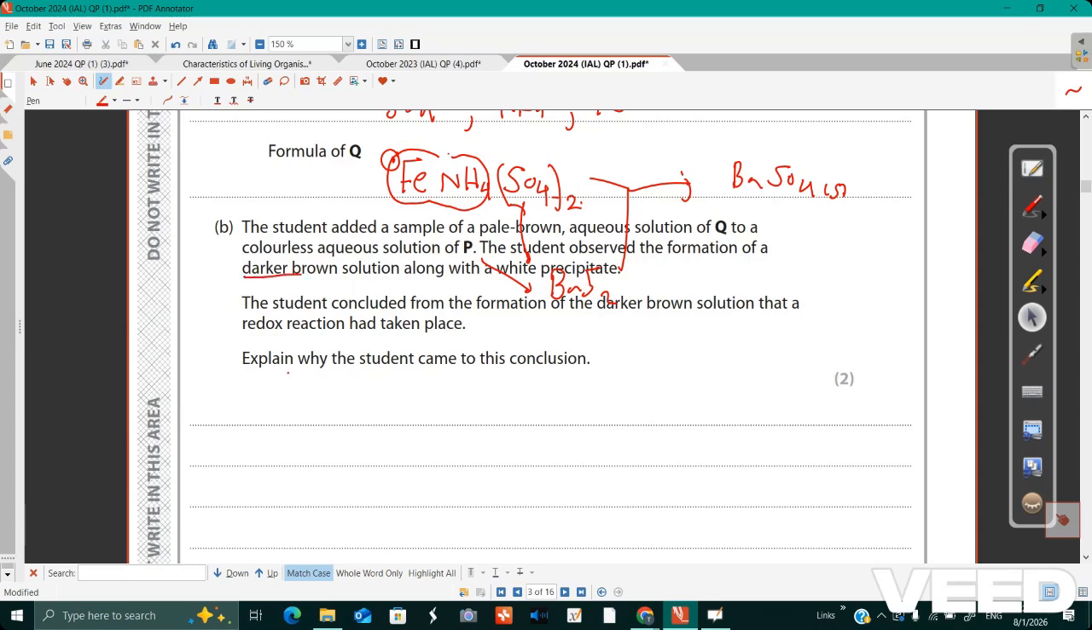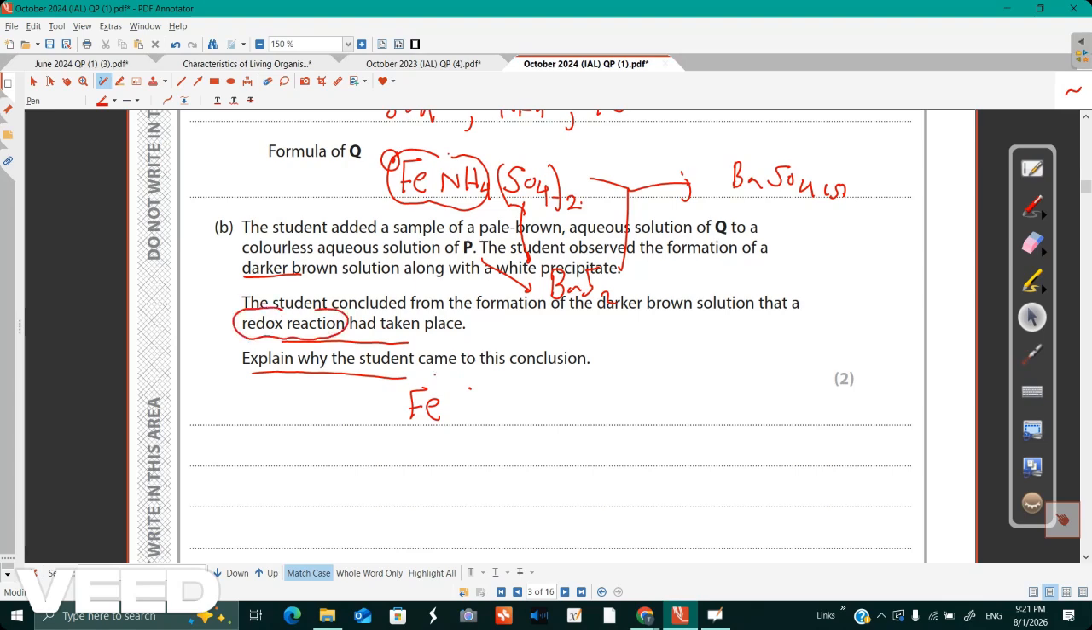Darker brown solution. Explain why the student concluded from the formation of a darker brown solution that the redox reaction had taken place. Redox reaction means you had I minus and also Fe3 plus. We are just making assumptions. We are trying to tell a perfect lie. So they have given one of the hints, redox reactions also.